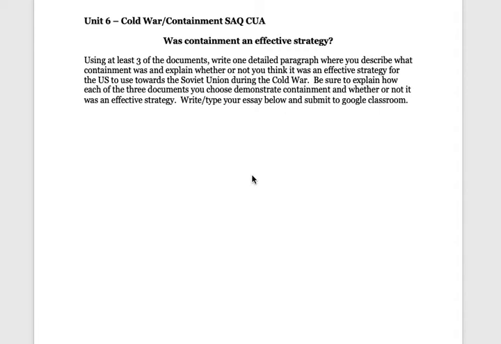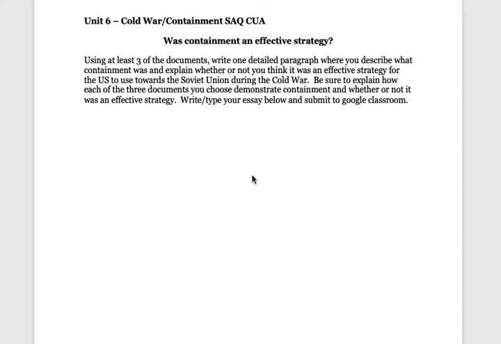What we're looking for in this assignment is that you use at least 3 of the documents. Write one detailed paragraph where you describe what containment was and explain whether or not you think it was an effective strategy for the United States to use towards the Soviet Union during the Cold War. I don't care which side of the coin you come down on, whether it was effective or it wasn't effective. I care which side you defend the best. Again, we need 3 pieces of evidence. You have to quote 3 of these documents. We provide you with 5 of them. Quote 3 of them in 1 paragraph.